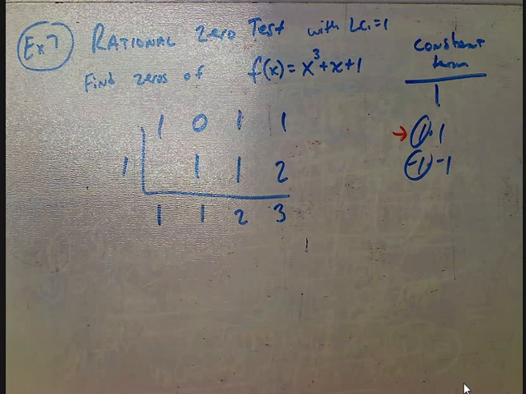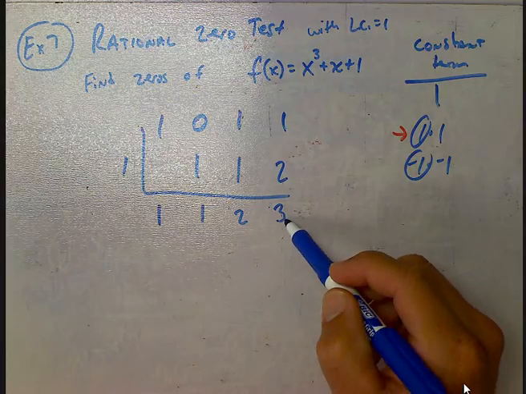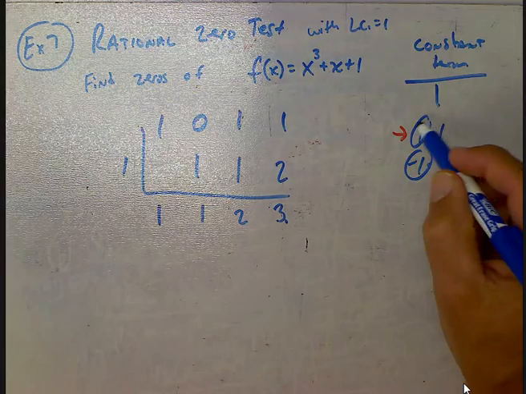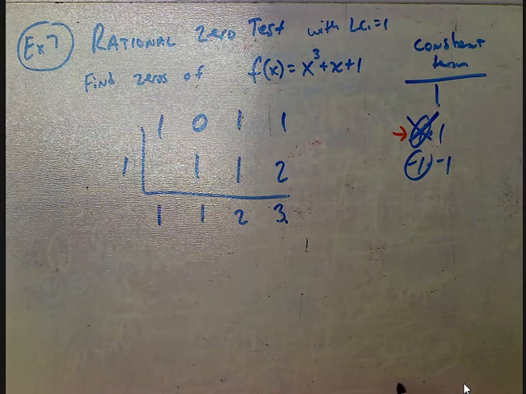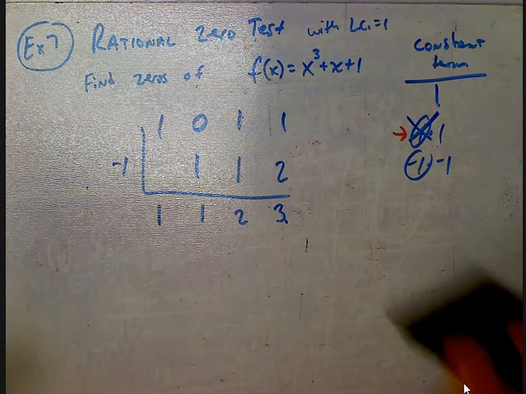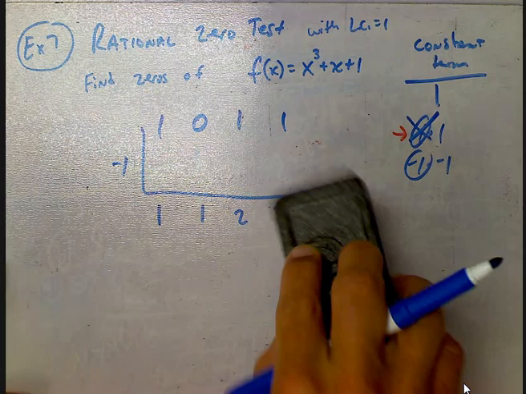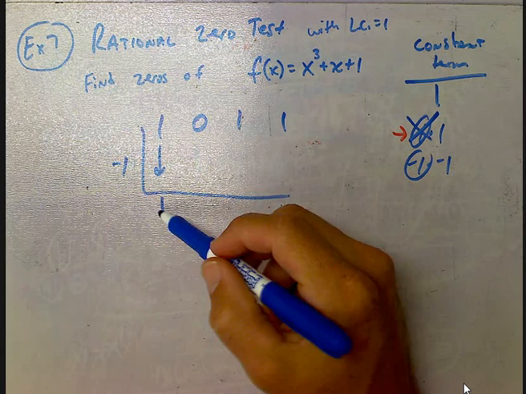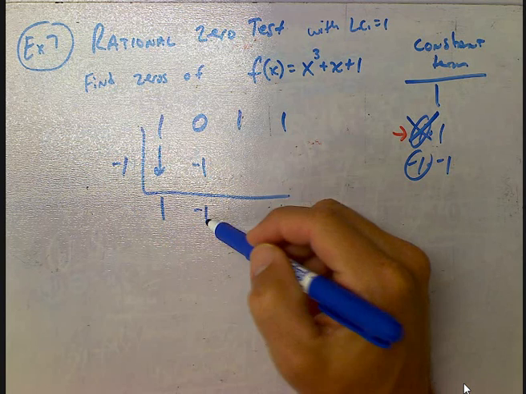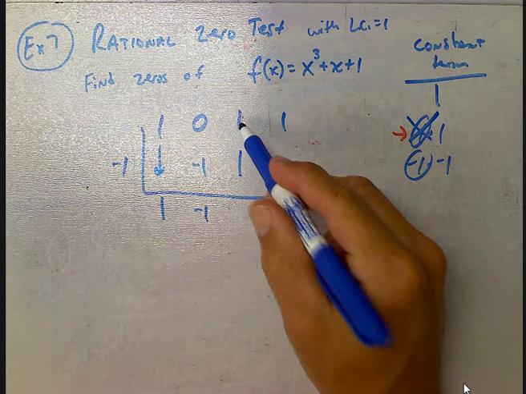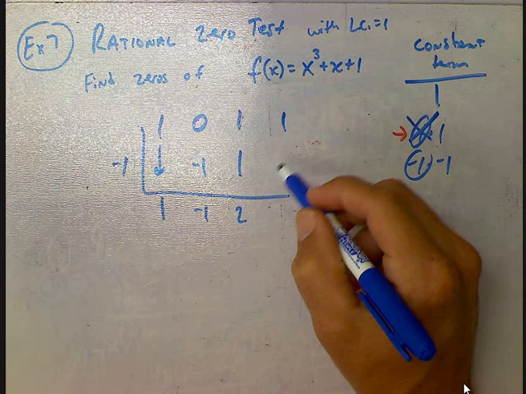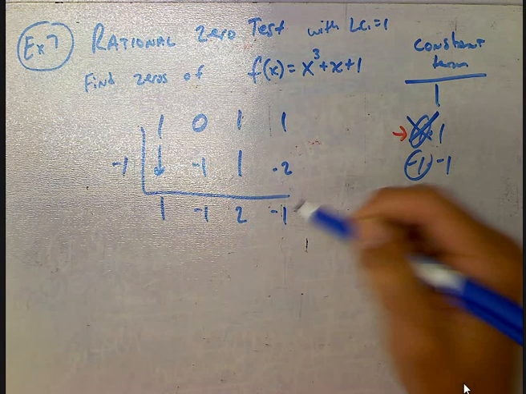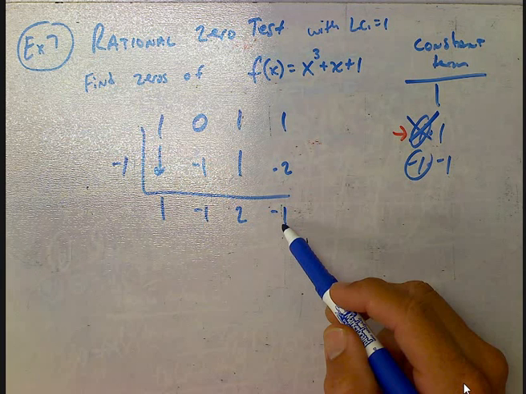Remember, in order for this to be a zero or solution of the problem, this last term here has to be 0. Since it's not 0, 1 is not a possible answer. Let's try negative 1. I'm just going to erase what I have on the inside, because that's probably what you'll do on your papers, just erase when you keep trying these. Bring down the 1, negative 1 times 1, 0 minus 1, negative 1 times negative 1, 1 plus 1, negative 1 times 2, 1 minus 2, negative 1. Again, this is not 0, therefore this one is not a solution either.